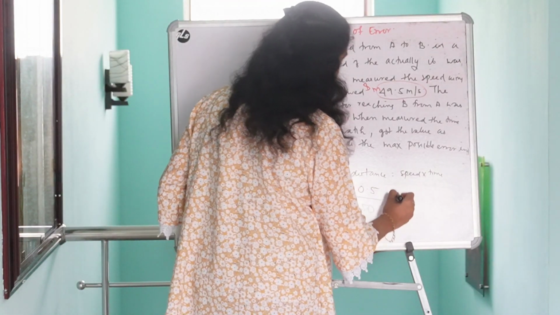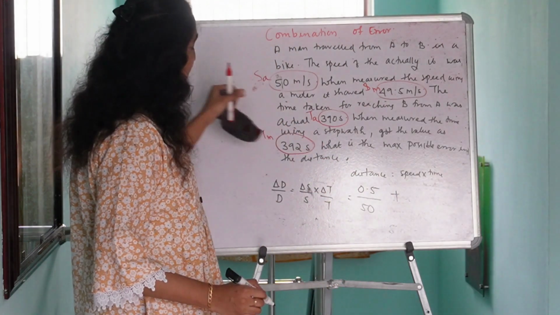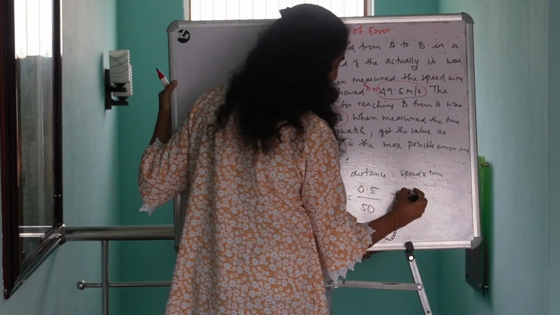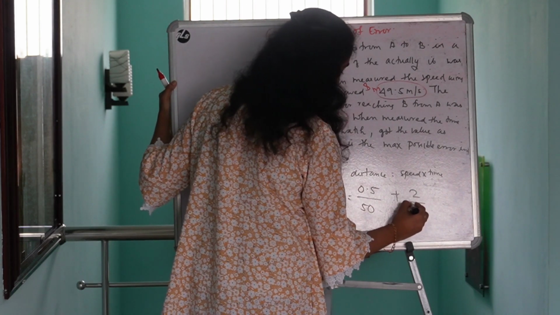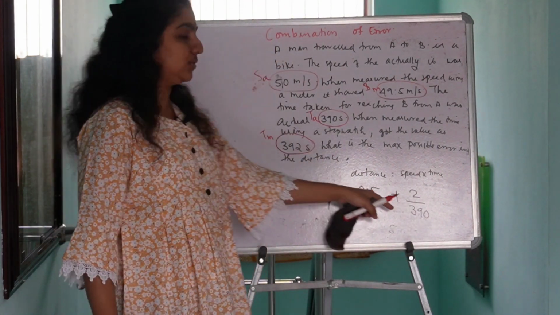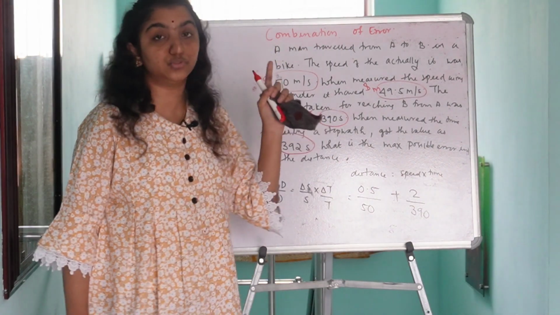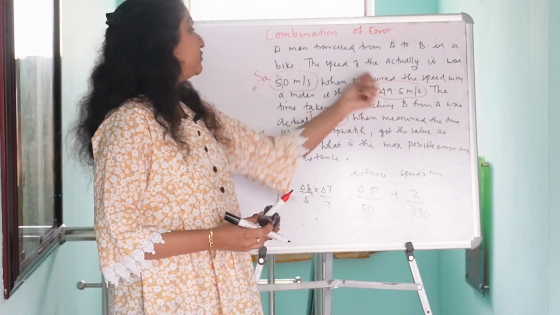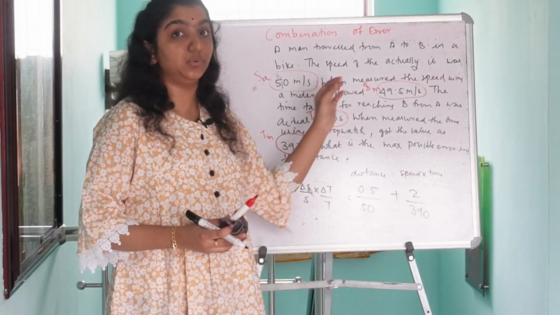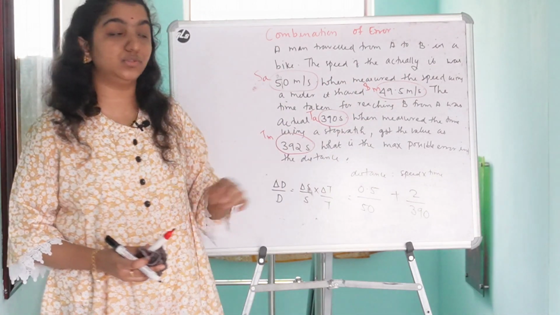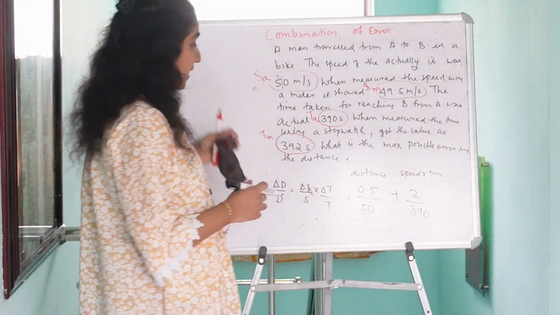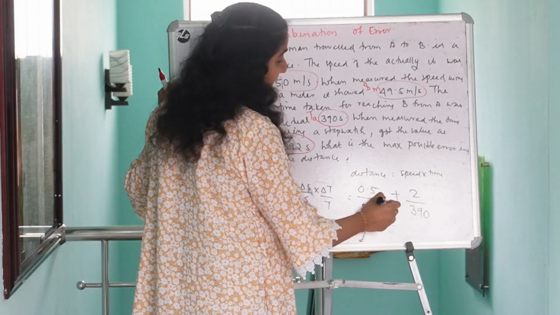Now we have to add the relative error of time also. The error in the measurement of time is 2, divided by the actual value, 390 seconds. While doing problems, you have to remember one point: you have to consider both values and units. If the given units are different, then you have to make those units the same.